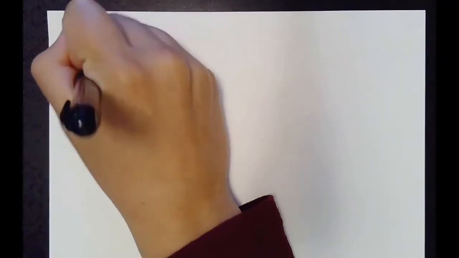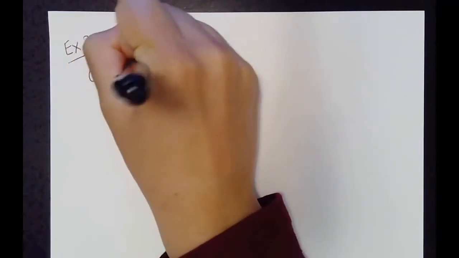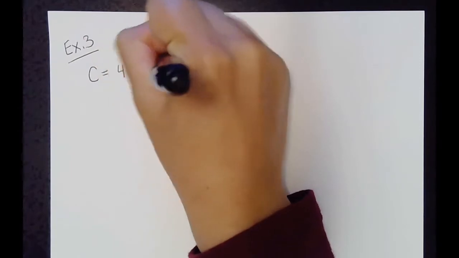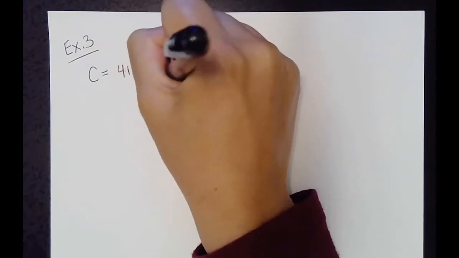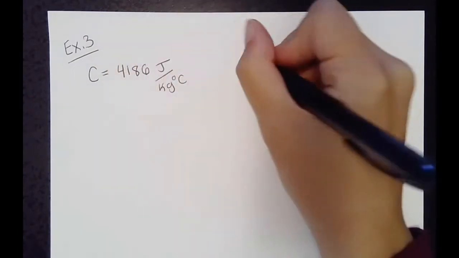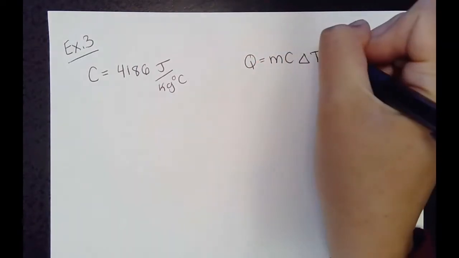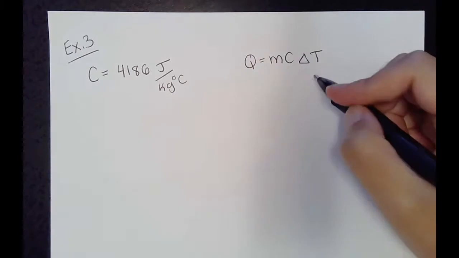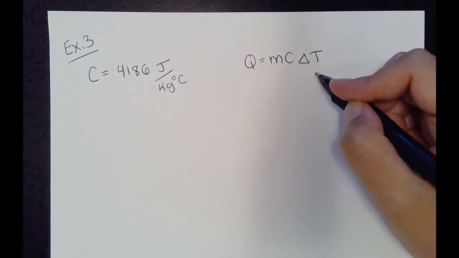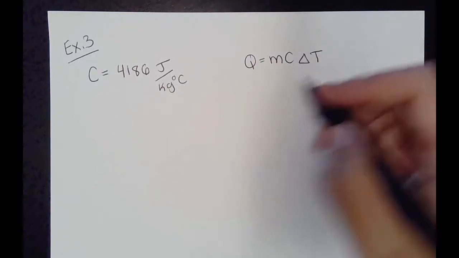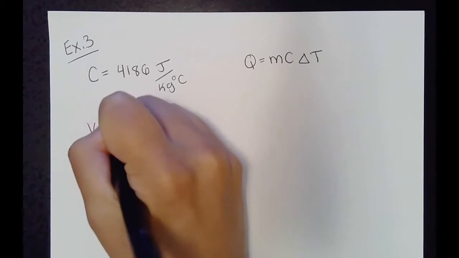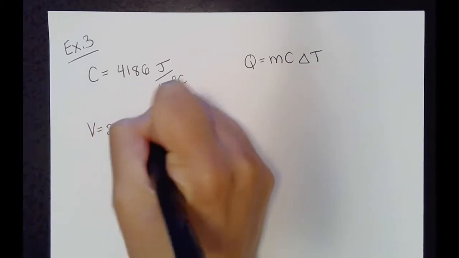Okay, so we'll need the specific heat of water, which we've seen is 4,186 joules per kilogram degree Celsius. And then eventually we want to use Q equals mc delta T. We're given delta T, this is from 15 degrees to 75 degrees, and instead of the mass we're given a volume, which is 250 milliliters of water.